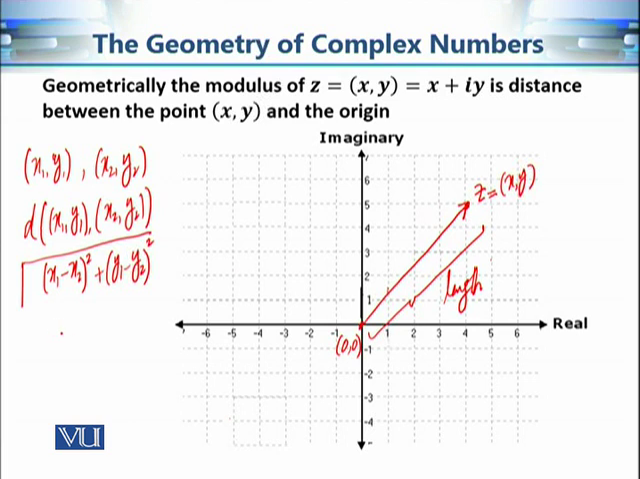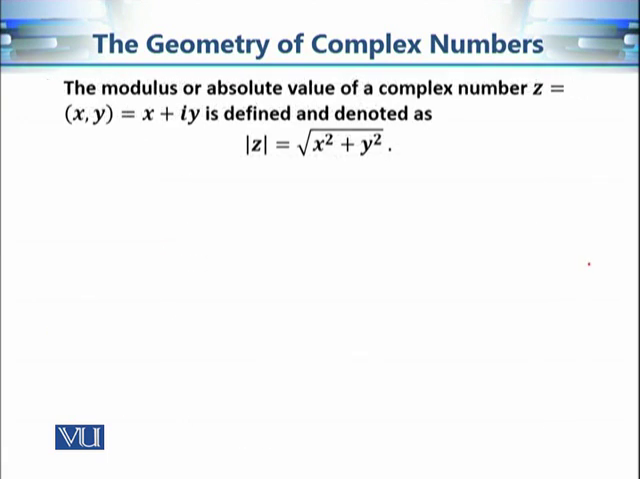So in this case, the first point is (0, 0), the second point is (x, y). So we can say that the distance from (0, 0) to (x, y), or the length of this vector, is in fact the square root of (x minus 0) square plus (y minus 0) square, which is equal to the square root of x square plus y square. So we can say that the modulus or absolute value of a complex number is defined as the square root of x square plus y square.